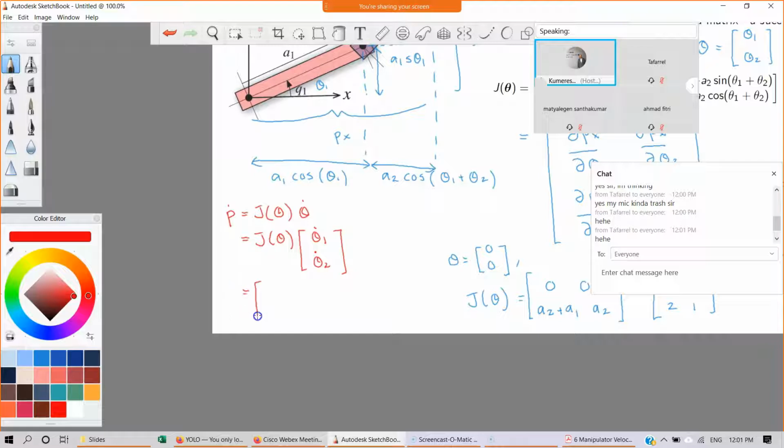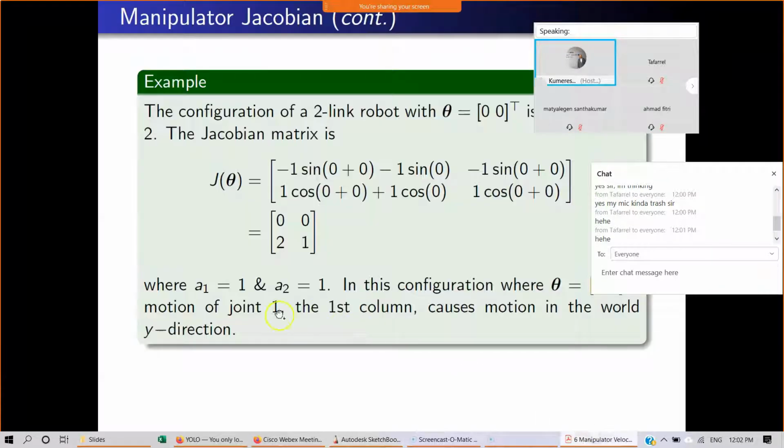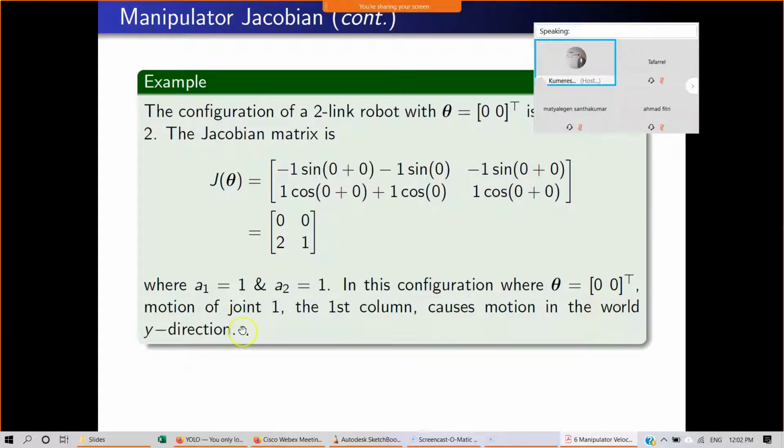So what is J? We saw J is 0, 2, 0, 1 times theta 1 dot, theta 2 dot. And this really means, if you expand this, using your knowledge in mathematics, it's simply 0, 2 times theta 1 dot plus 0, 1 times theta 2 dot. Okay, and it says motion of joint 1 causes motion in the world y direction.